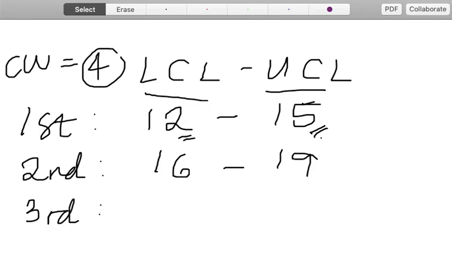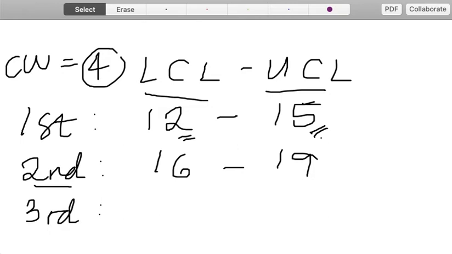To double check, we also count, to make sure that the size of the second class interval is also 4. So from 16 to 19, we count 16, 17, 18, 19, and that is 4. So therefore, the class size of the second interval is also 4. So we continue with the third class interval.